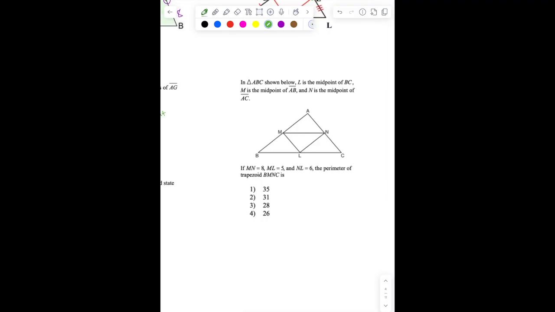Over here, I have another example that looks slightly different. In triangle ABC, L is the midpoint of BC. So L is the midpoint of the side BC it's on, so it splits BC into 2 equal parts. M is the midpoint of AB, so M splits AB into 2 equal parts. And N is the midpoint of AC, so it splits AC into 2 equal parts.